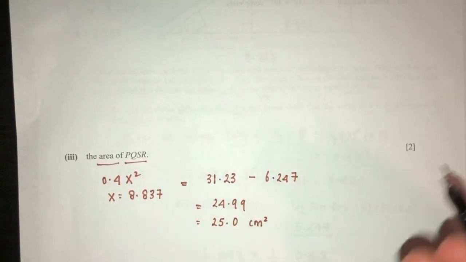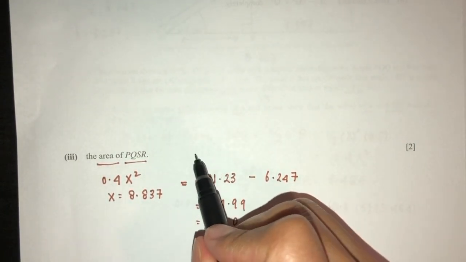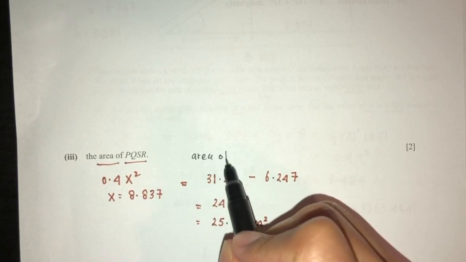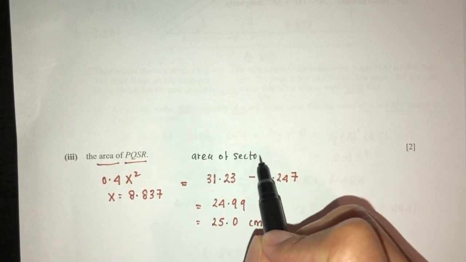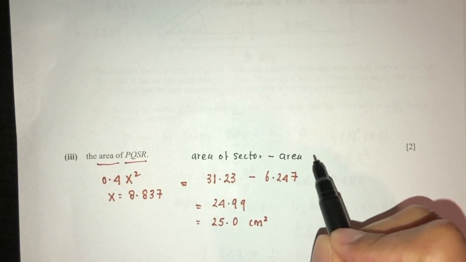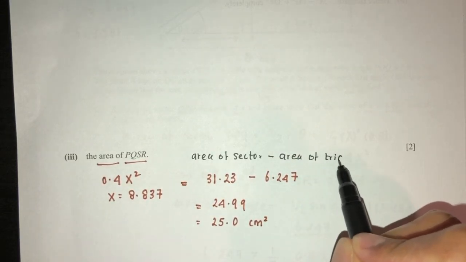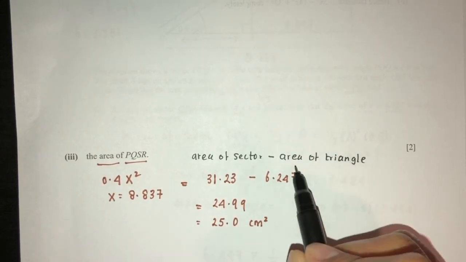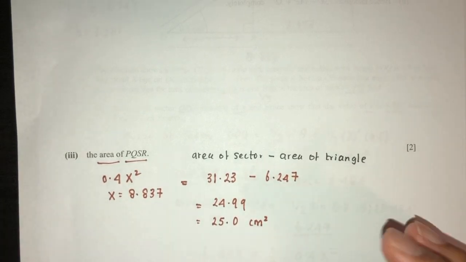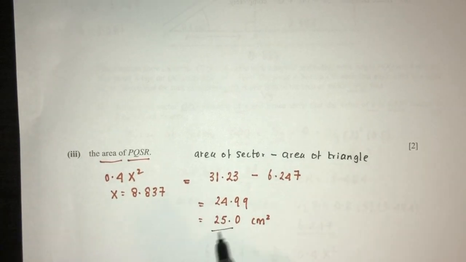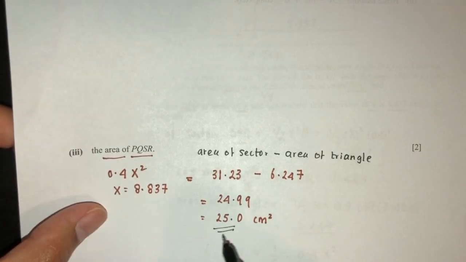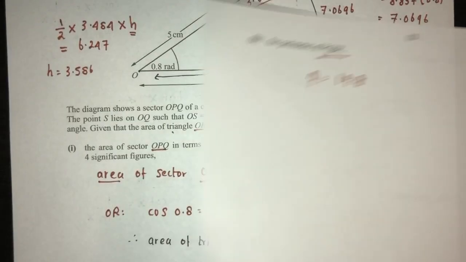give you marks easily. So you will write, okay, this is just area of sector minus area of triangle. So you have to explain your answer to them as well. It is best when you write those things, they understand what's happening and they know exactly how you get your answer. So this is your part 3 of question number 11.